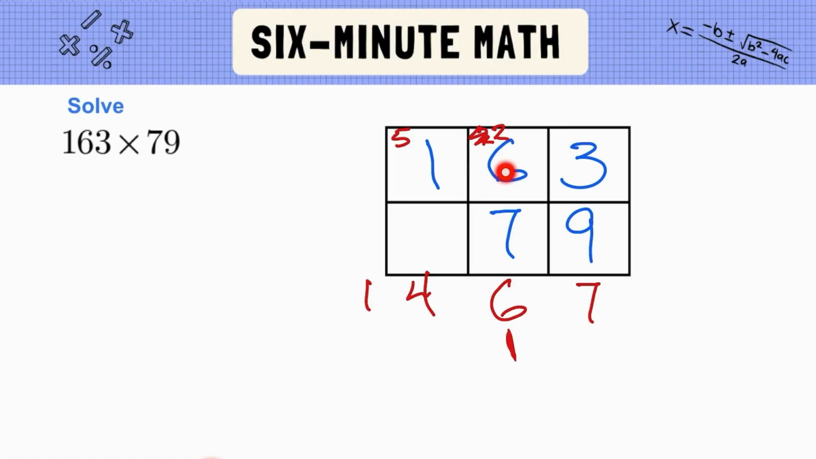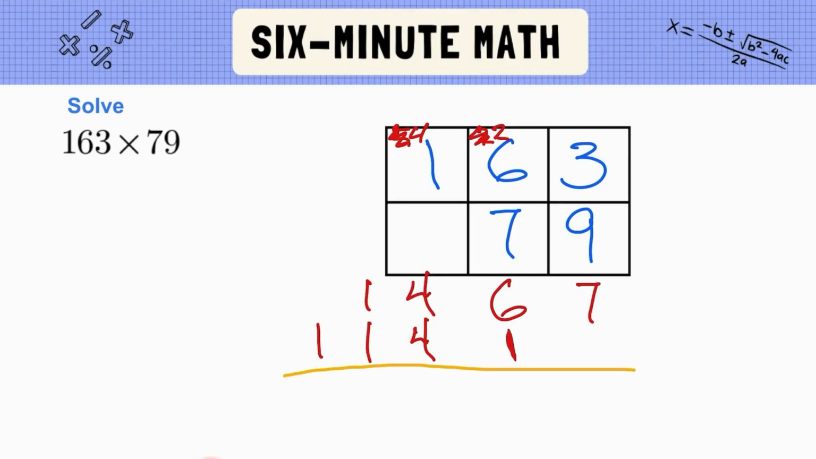7 times 6 is 42. Plus 2 is 44. Drop our 4, carry a 4. And then lastly, 7 times 1 is 7. Plus 4 is 11. And at this point, I can add vertically.